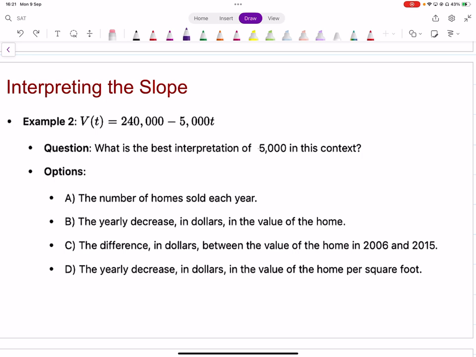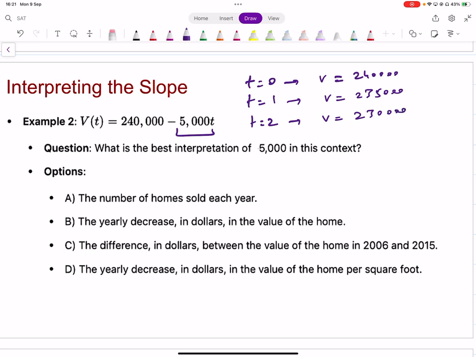Remember what the slope represents? We talked about this earlier. It represents the rate of something, the rate at which something is changing. So when t is 0, what would the value of the home be? 240,000. When t is equal to 1, what would the value become? 240,000 minus 5,000, it becomes 235,000. When t is equal to 2, what does this become?